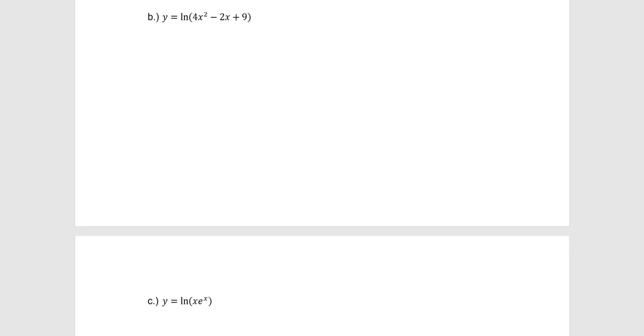Next one, we have y equals the ln of 4x squared minus 2x plus 9. So we want the derivative, dy dx. And as I'm sure we know by now, we can write that as y prime if we want. I'm just using dy dx. It doesn't matter. Okay, so the derivative of this whole thing is going to be the derivative of what's inside divided by what's inside. So the derivative of 4x squared minus 2x plus 9 is going to be 8x minus 2. And then you just divide that by what's inside, and that is your derivative of that whole entire thing.